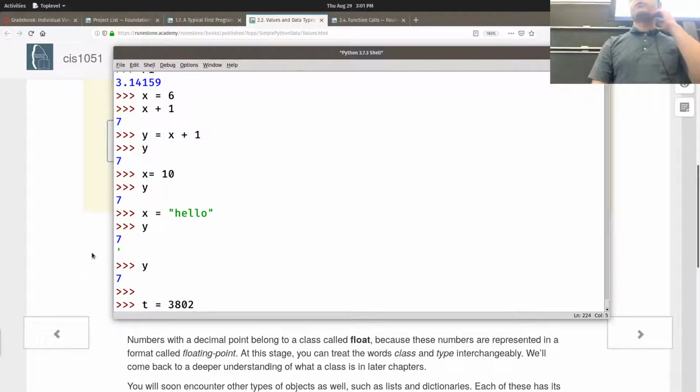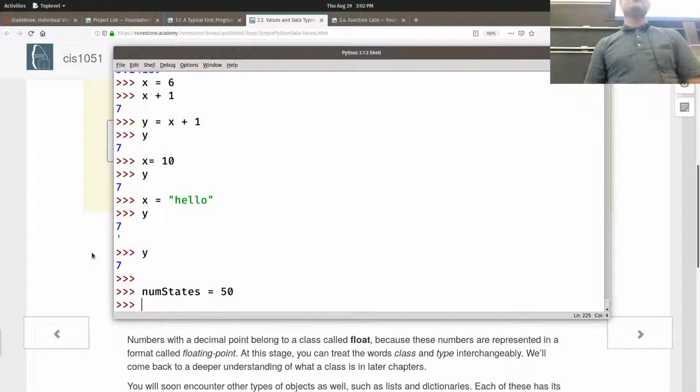Now there are rules for variables. First off, we are not limited to basically using one letter like you are in physics. We can actually say things like numStates equals 50. I can actually give it a descriptive name, right? You can give it a descriptive name.